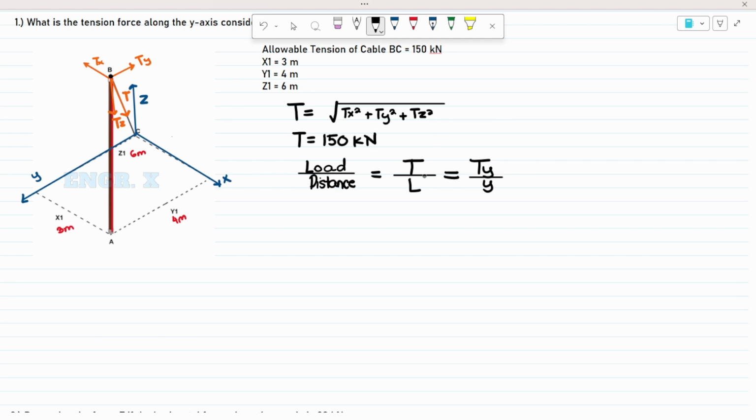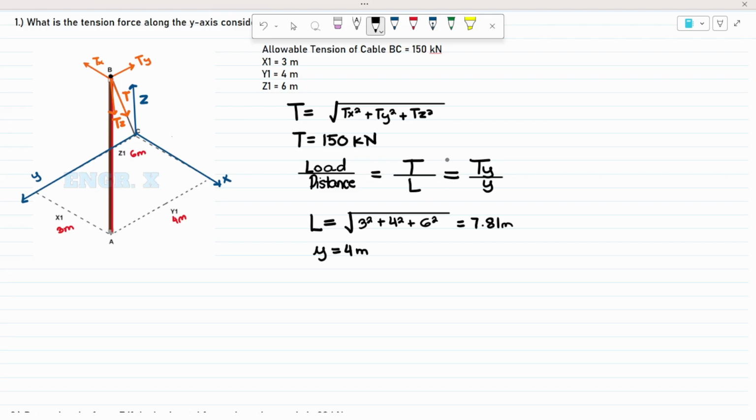Okay. To solve for L, how? L can be solved using the same method as solving for the resultant of T. We will simply take the resultant of Z, X, and Y. So that is the square root of 3 squared plus 4 squared plus 6 squared. Solving for this, the value of L is equal to 7.81. We can now solve for Ty because we have the value of y, which is equal to 4.